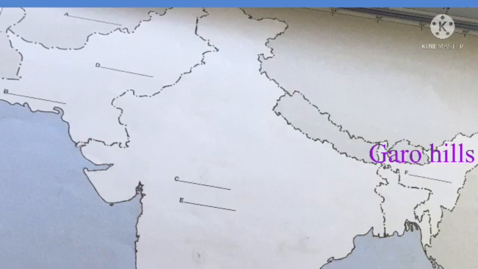Children, once again I'll repeat all the answers. What is the answer for A? A is Sulaiman range and B is Kridar range and C is Vindhyas and D is river Indus, then E is river Narmada, then F is Garo Hills. Okay, have you all marked all these places? That's all about this map activity, children.